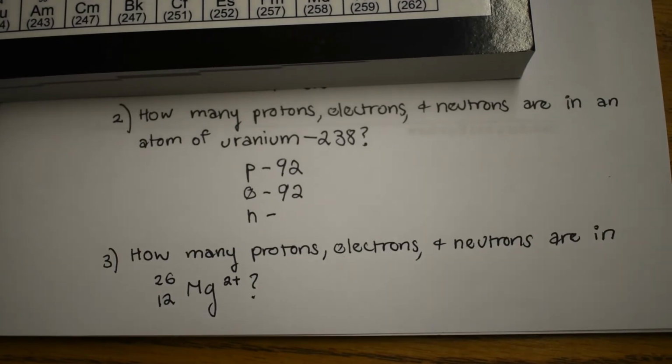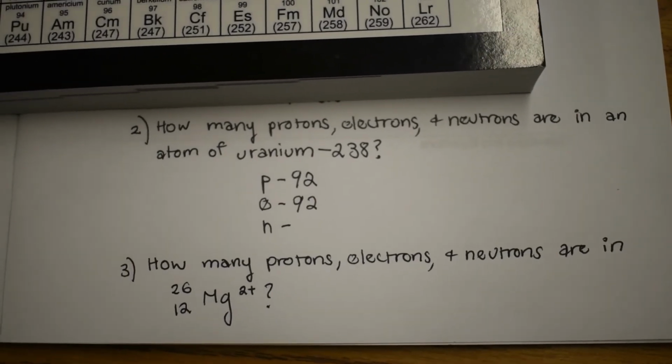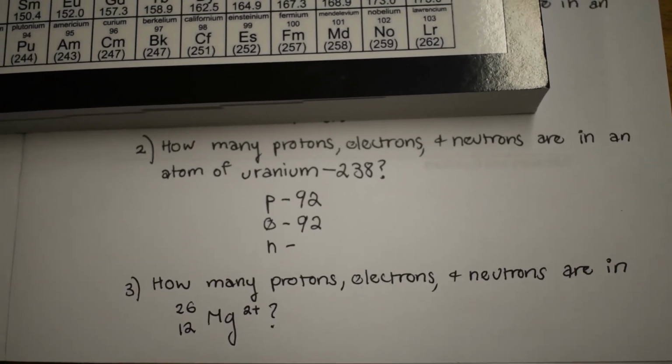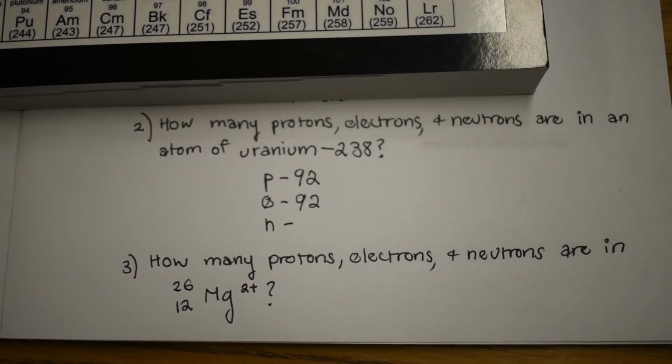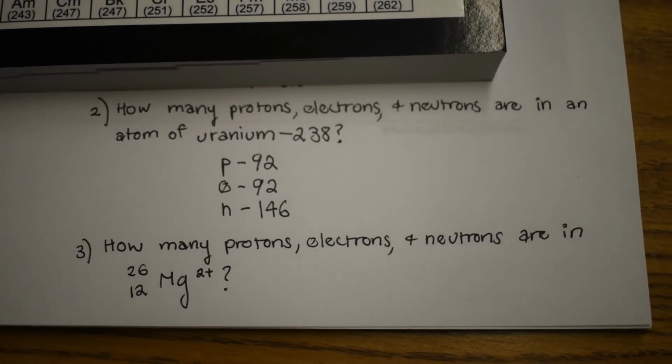And then to find the number of neutrons, we'll have to do 238 minus 92, and that will give us 146. So we've got 146 neutrons.